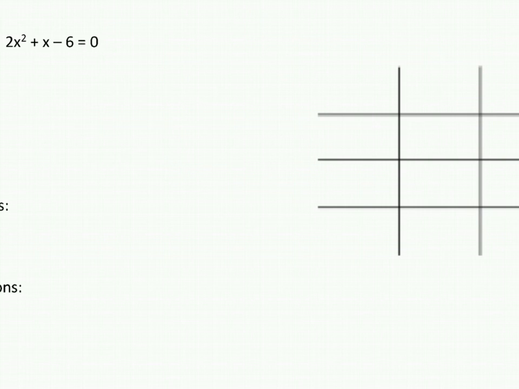Okay, so the first thing we do is we make sure that it's set equal to 0, which it is. All right, so now we're going to check for a greatest common factor. Well, I see a 1x, so anytime I see a 1, I know I don't have to worry about the greatest common factor, so I go straight to tic-tac-toe.